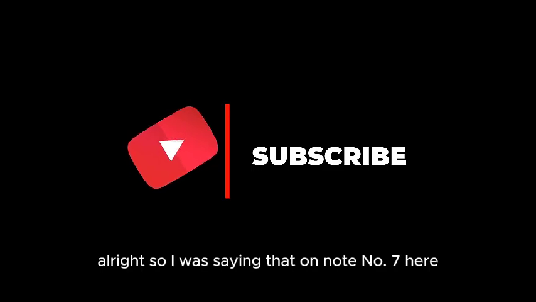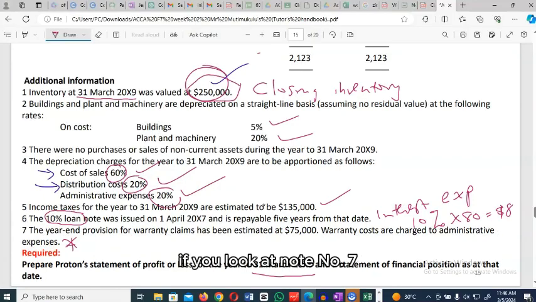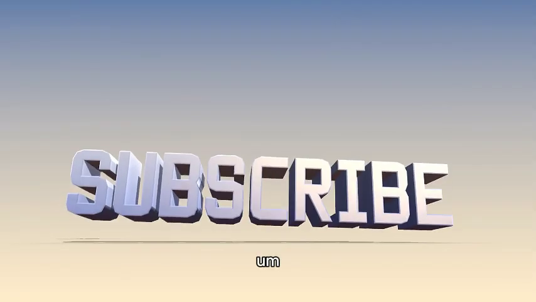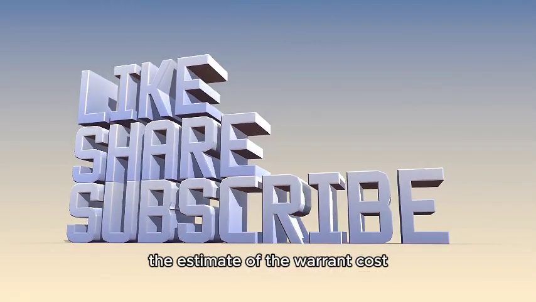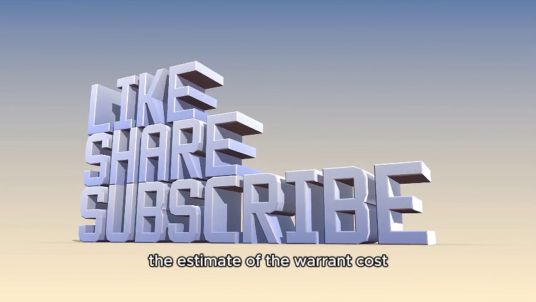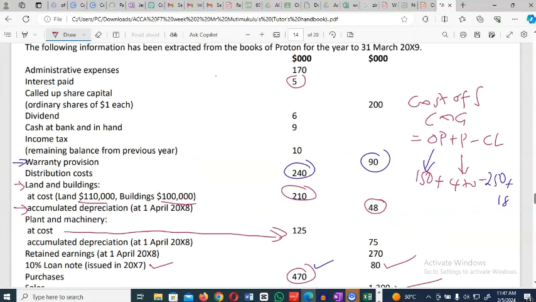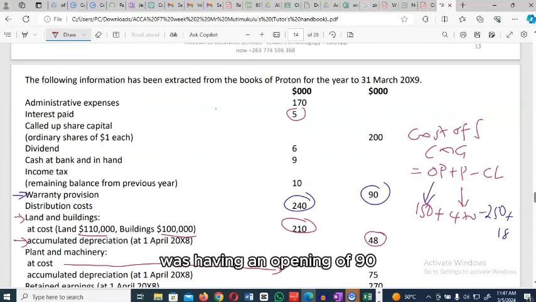All right. So I was saying that on note number 7 here, if you look at note number 7, the year-end provision for warrant claims has been estimated at 75,000. Warrant costs are charged to administrative expenses. Now, the estimate of the warrant cost was 75,000. However, the warrant provision was having an opening of 90,000.